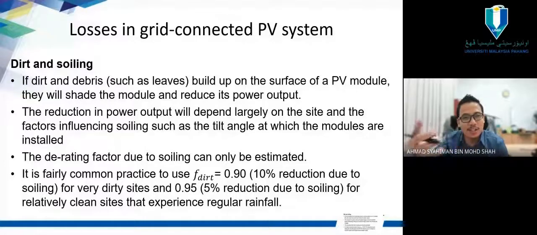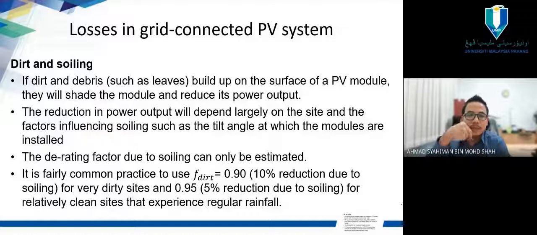So, dirt and soiling. If dirt and debris such as leaves build up on the surface of the PV module, they will shade the module. The shading and the shade of the sunlight, everything is critical for our PV system. Reduction in power output will depend largely on the site. I told you before, if your farm is situated near a construction site, that is quite risky for your module to get covered frequently and quickly, compared to other places.